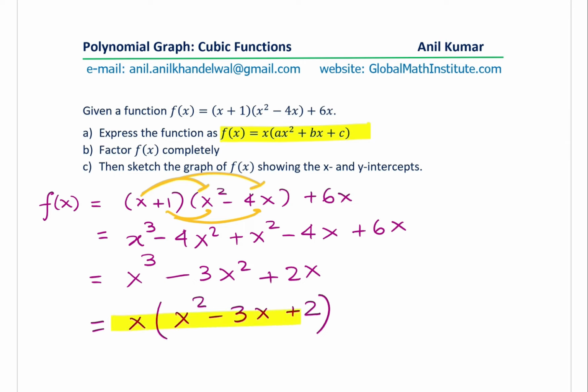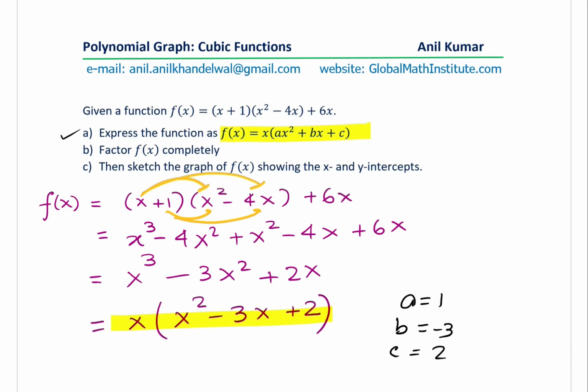And we can now compare and say that a, b, and c are 1, minus 3 and 2, right? So if required at times, we could write a in this case is 1, b in this case is minus 3, and c is 2. So we do get a function which is x times x squared minus 3x plus 2. So we've done part A.